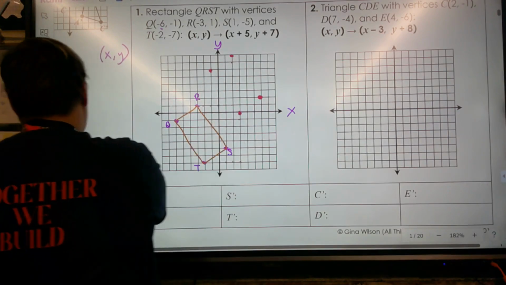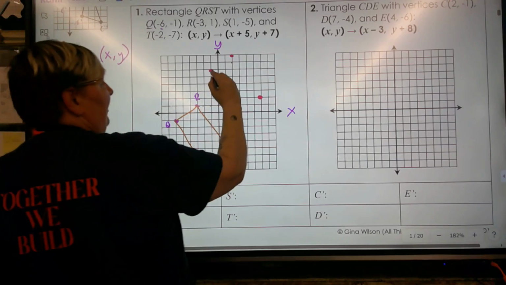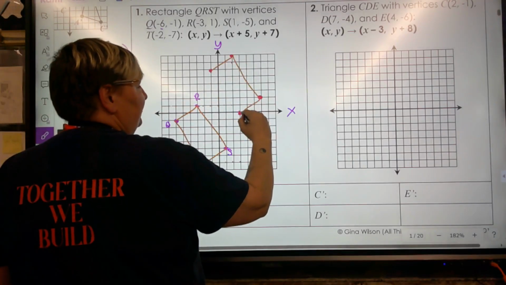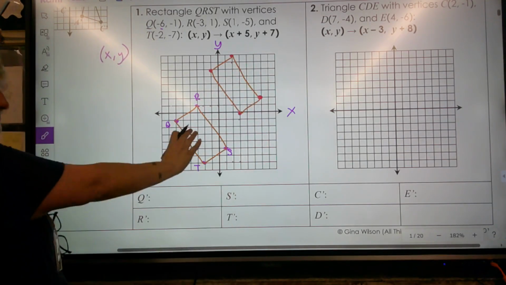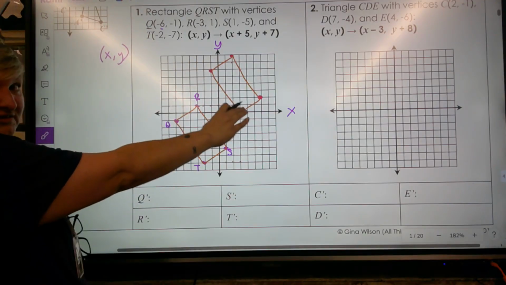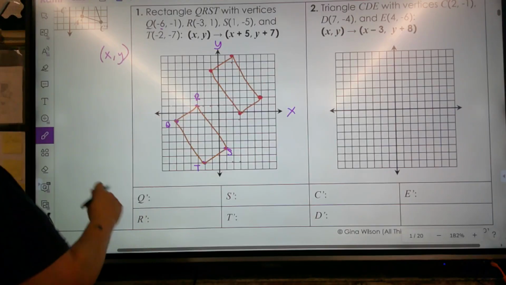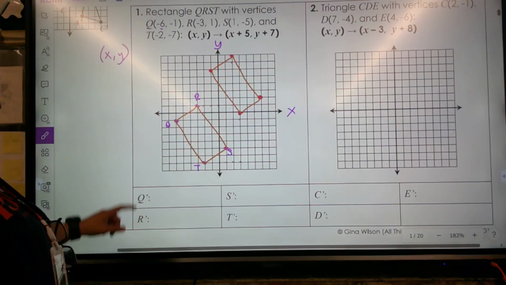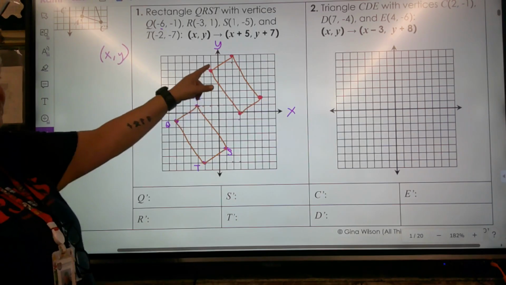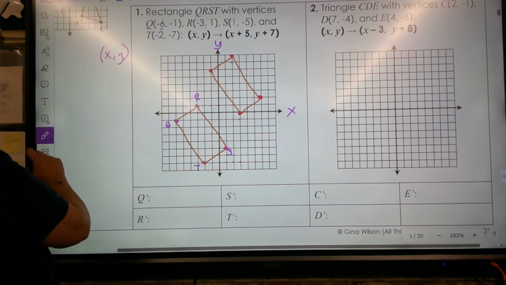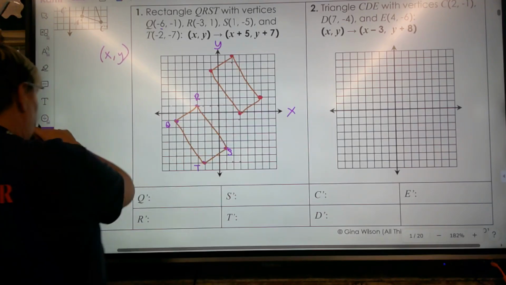All right. And now we have our image moved, translated. It's the same image, we just picked it up and moved it. Right? That's one way you can do it. And then to figure out what your primes are, you would just mark your coordinates. Right? So let's do it.